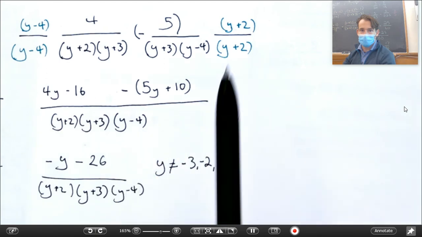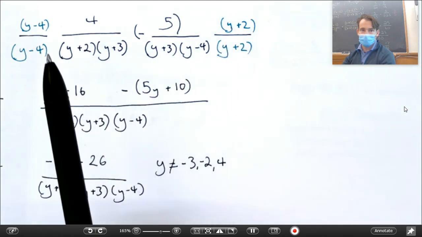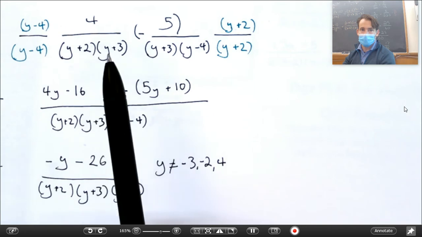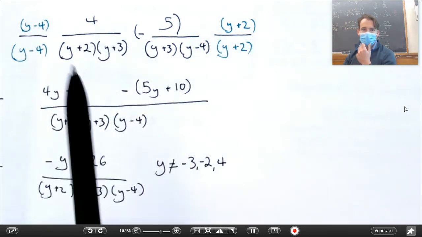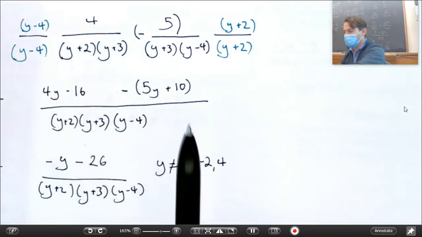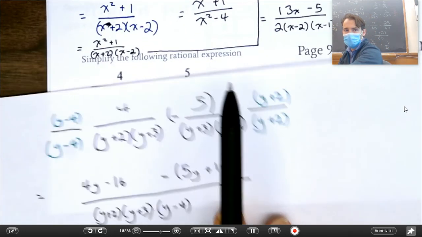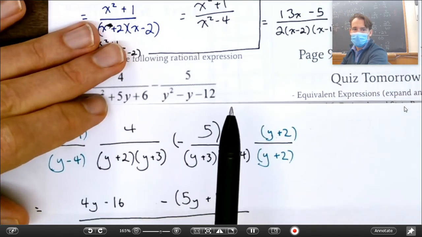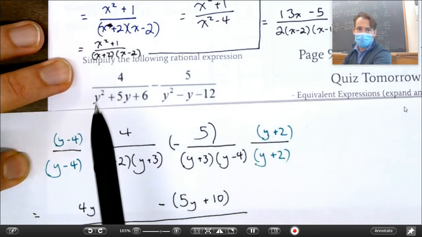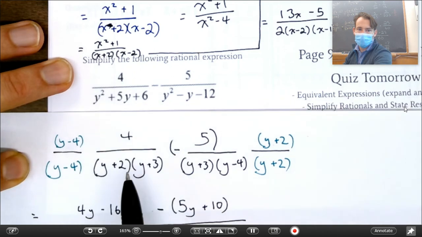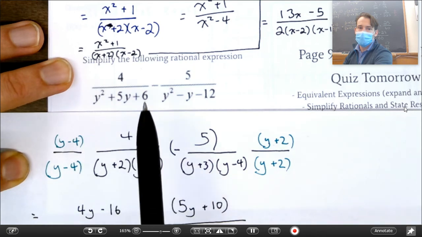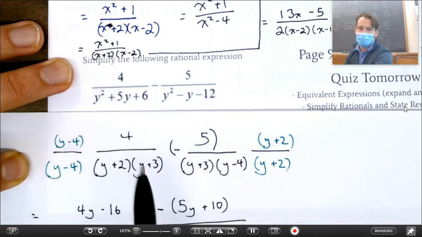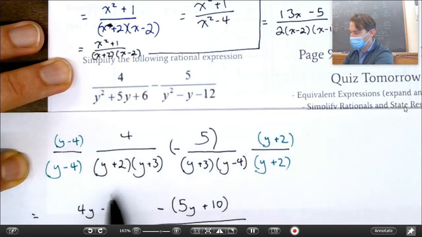Where did 2 and 3 come from? Okay, so Diego's wondering where these came from, and Marcus is wondering where these came from. So let's go back to the question. First I noticed that y squared plus 5y plus 6 factors into y plus 2 times y plus 3. I look for two numbers that multiply to 6 and add to 5, and I find them as 2 and 3. Okay, so that's where those came from.